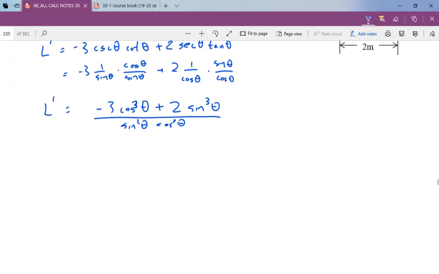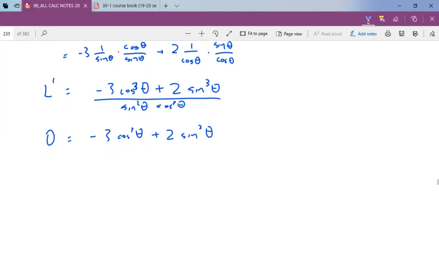Now, when we make this equal to 0, keep in mind that the denominator isn't relevant. All that we care about is how we're making the numerator equal to 0. Algebraically, we can think of this as we've just multiplied both sides by sine squared cos squared. And so now we have 0 is equal to negative 3 cos cubed theta plus 2 sine cubed theta.